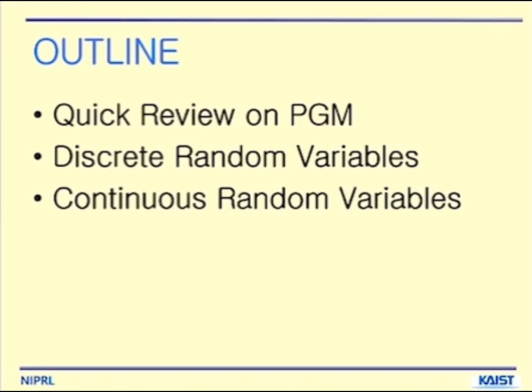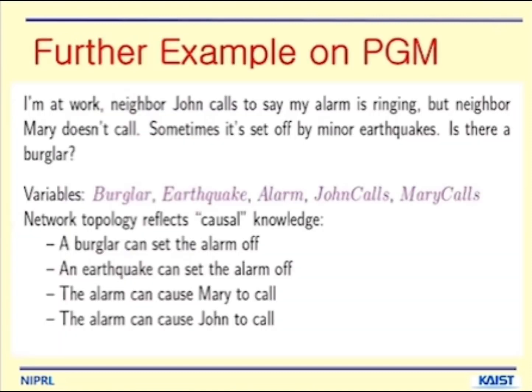You're going to see in the outline that I'm still going to review PGM. Why am I reviewing PGM? Because I really want you to understand the concept. That's why I'm repeating it. After that, I'm going to go into the topic of today, which is random variables. Of course, a random variable can be discrete or continuous, and we're going to talk about that. But let's start with this example.